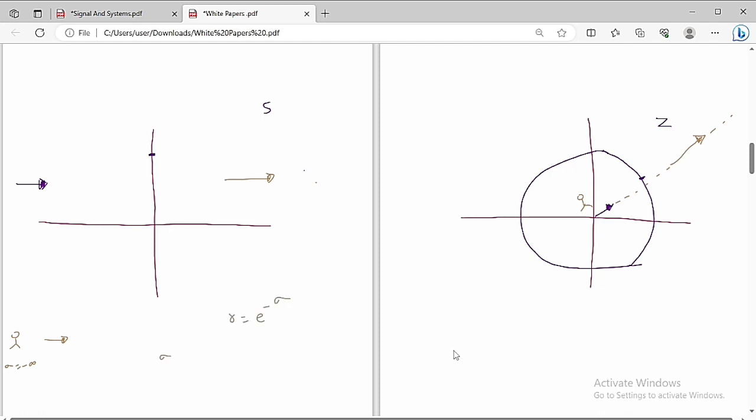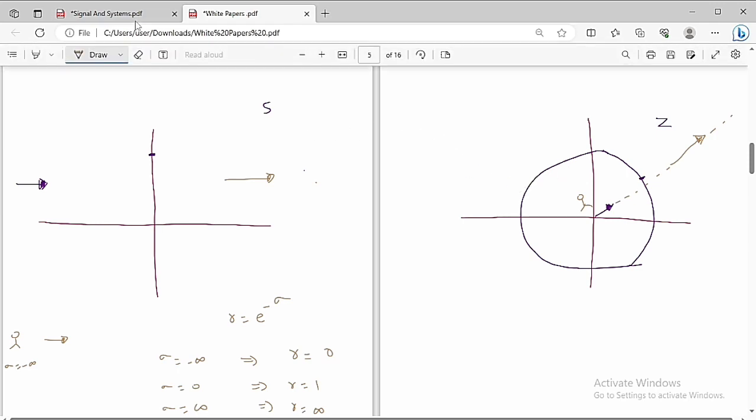So if sigma is equal to minus infinity, then what is the value of r? r is equal to 0. If sigma is equal to 0, then r is equal to 1. If sigma is equal to infinity, then r is equal to infinity. Very simple, right? So therefore, whenever you are moving from sigma equal to minus infinity to sigma equal to 0, then you are moving from point circle to unit circle. If you are moving from sigma equal to 0 to sigma equal to infinity, then you are moving from unit circle to infinite circle. So these points always you have to keep in your mind.